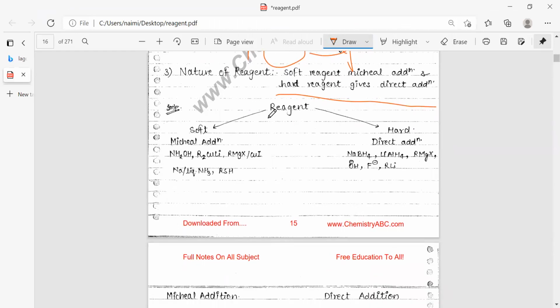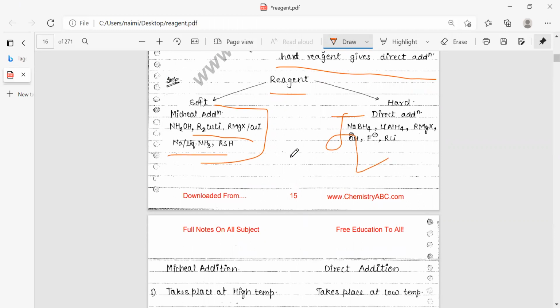So you should know about the reagent. Regarding the reagent, it is of two types: one is soft reagent and the other is hard reagent. Soft reagents give the Michael addition. These are the soft reagents you should understand: NH2H, R2CuLi, RMgX, copper iodide, sodium in liquid NH3, and RSH. Direct addition takes place when the reagent is one of these. You can see lithium aluminum hydride, sodium borohydride, and Grignard reagent, these are the hard reagents.